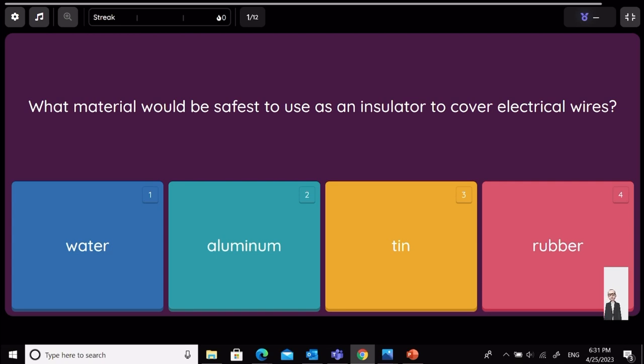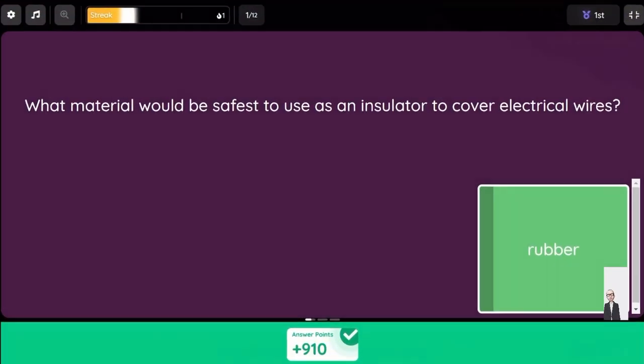What material would be the safest to use as an insulator to cover electrical wires? Which would be the best as an insulator? Water, aluminium or aluminum, tin or rubber? Out of these, our best answer would be, at least we can see the date there as well. So yeah, rubber, of course, rubber insulator.